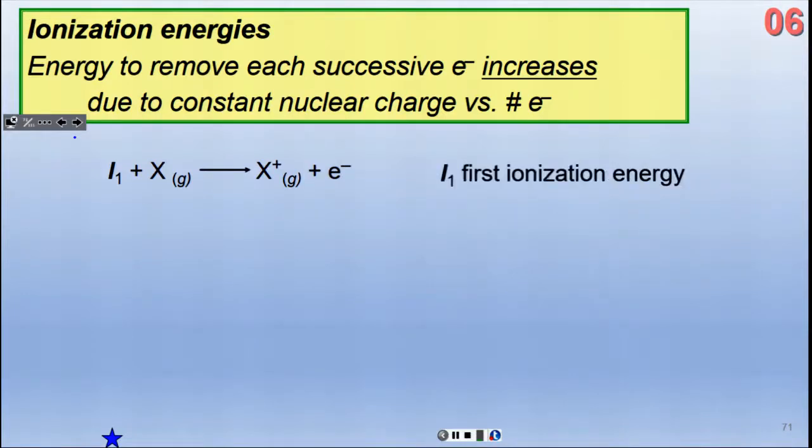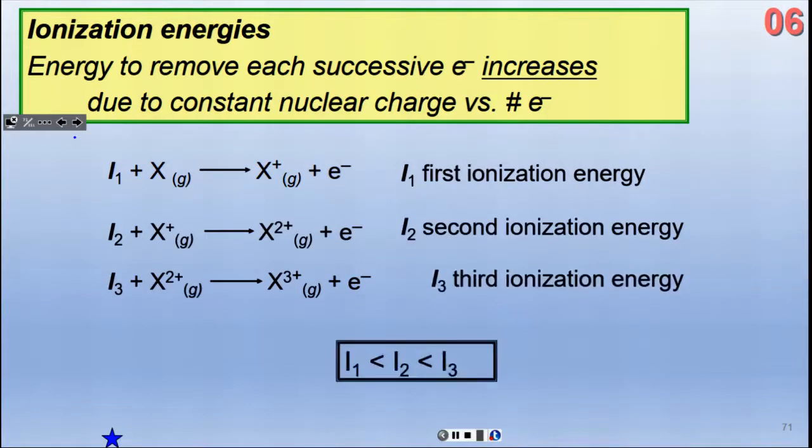So as we look at these patterns, how does that apply to other things? We're going to remember that each successive removal of an electron requires an increasing amount of energy because the nuclear charge is always the same, but then you're pulling against fewer electrons. And so that charge is much greater, and the ratio of protons to electrons makes it much more difficult to pull away an electron the more times you take one off.